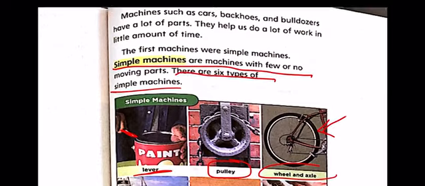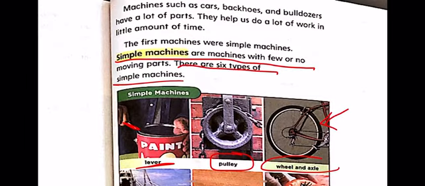Okay, so these are called simple machines. These are not machines, those are simple machines, because they are machines with a few or no moving parts. But machines such as cars, backhoes, and bulldozers have more parts.